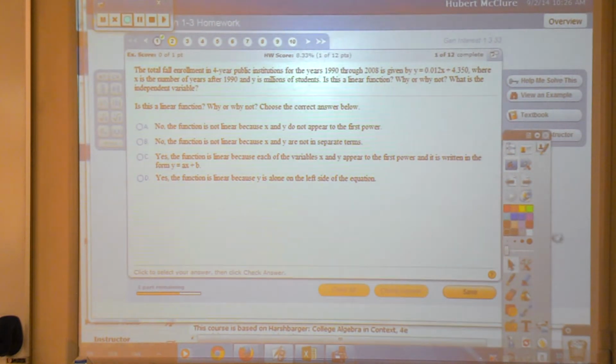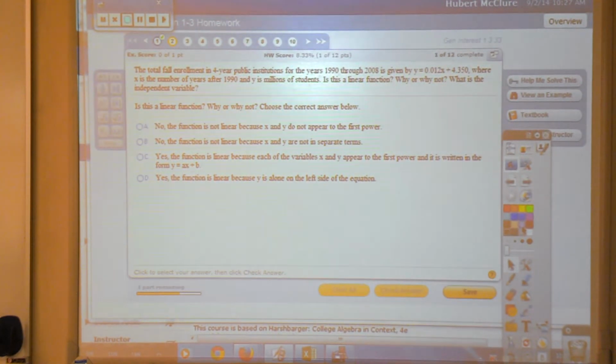All right, same type question, except it's got kind of a twist to it. It says, total fall enrollment in a 4-year college for the years 1990 through 2008 is given by the following, where X is the number of years after 1990 and Y is millions of students. Is this a linear function? Why or why not?